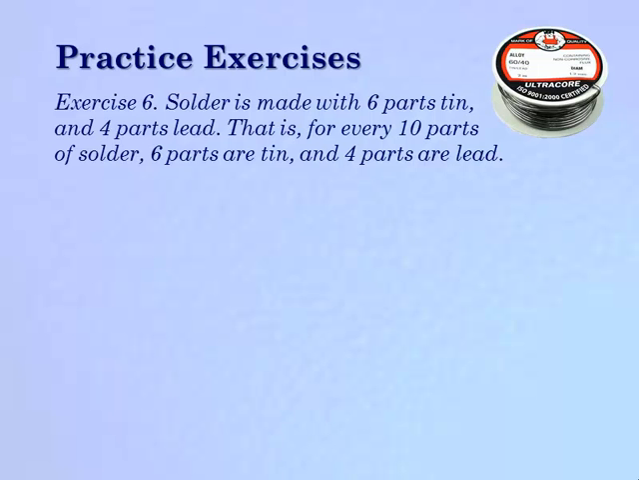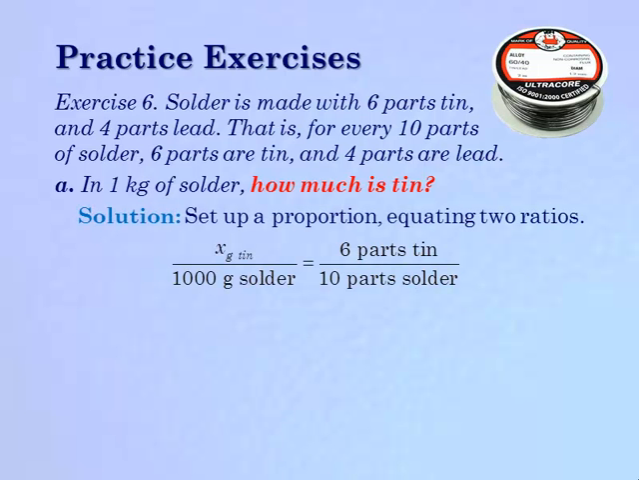Now, exercise 6 asks you to look at some solder that's made of 6 parts tin and 4 parts lead. So, very common percentage, and that is for every 10 parts of solder total, there are 6 parts tin and 4 parts lead. So this is just like the figures that we saw earlier. You can draw yourself a box with 10 parts in it and color in 6 parts for the tin and 4 for the lead, and you would be just like the previous exercise. So in 1 kilogram of solder, how much of it is tin?